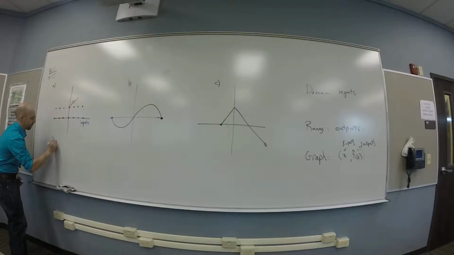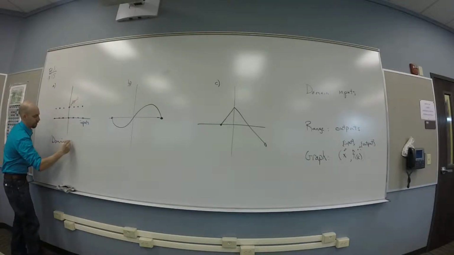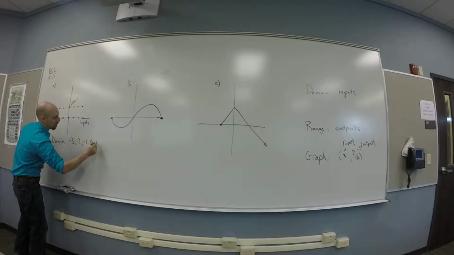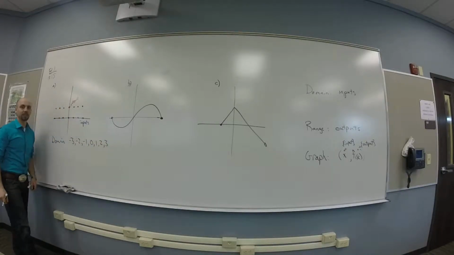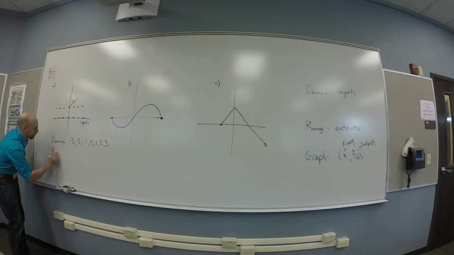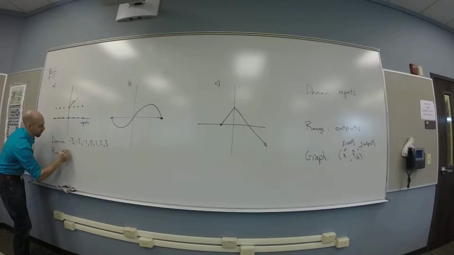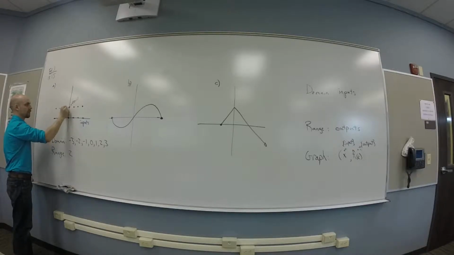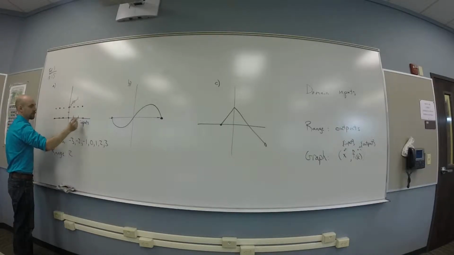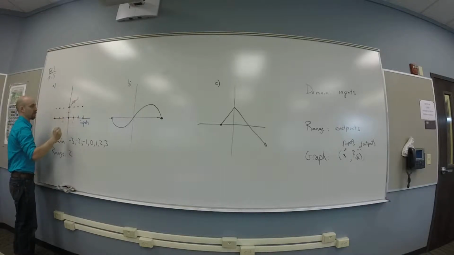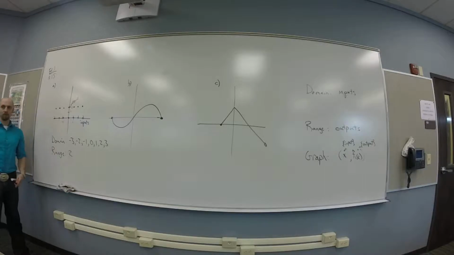What's the domain? -2, -1, 0, 1, 2, 3. Okay, that's like our seven favorite points, right? And the range on that one? 2. Oh, 2. Okay, so I should have put tick marks, right? So there's my tick marks, and here's my tick marks. Cool.